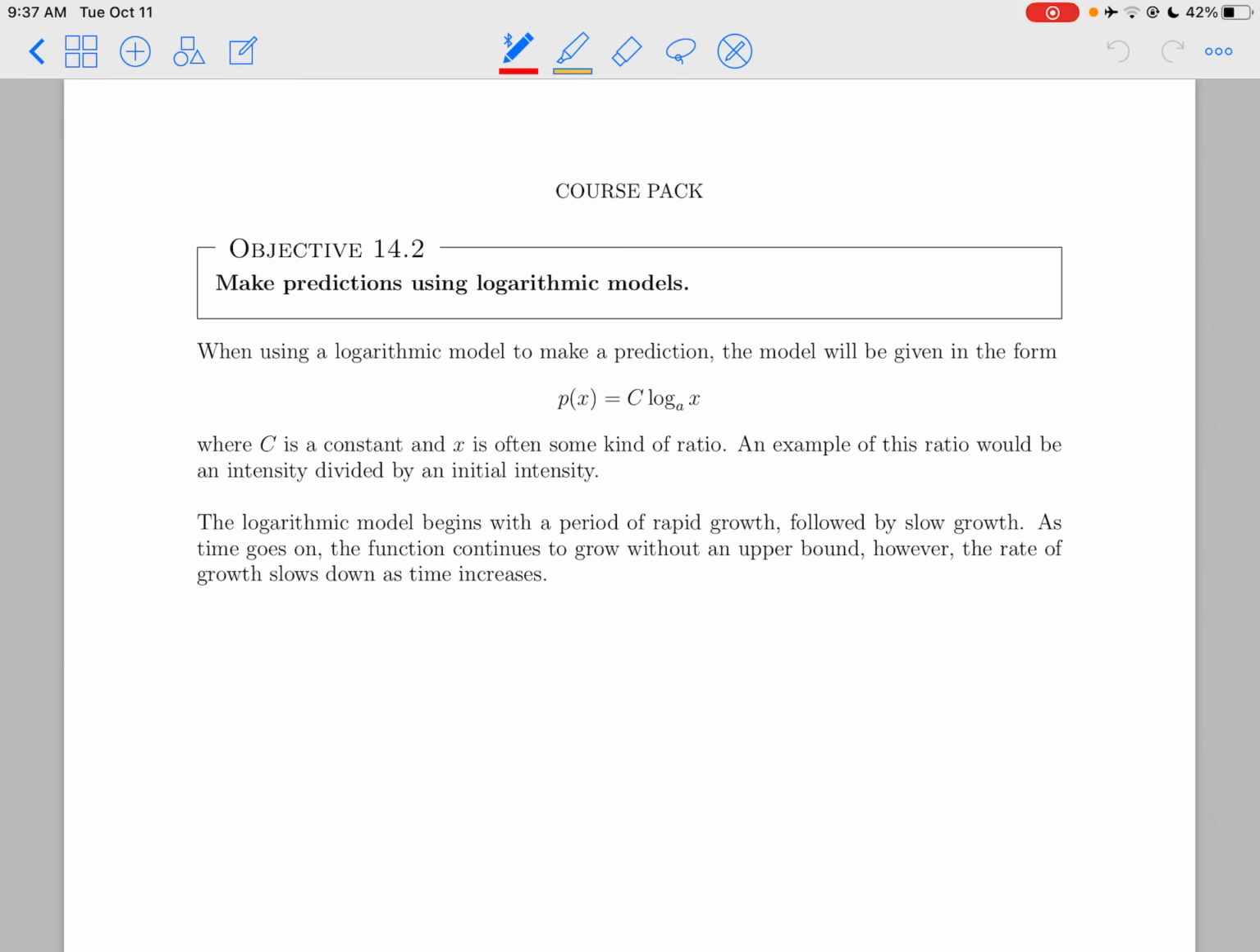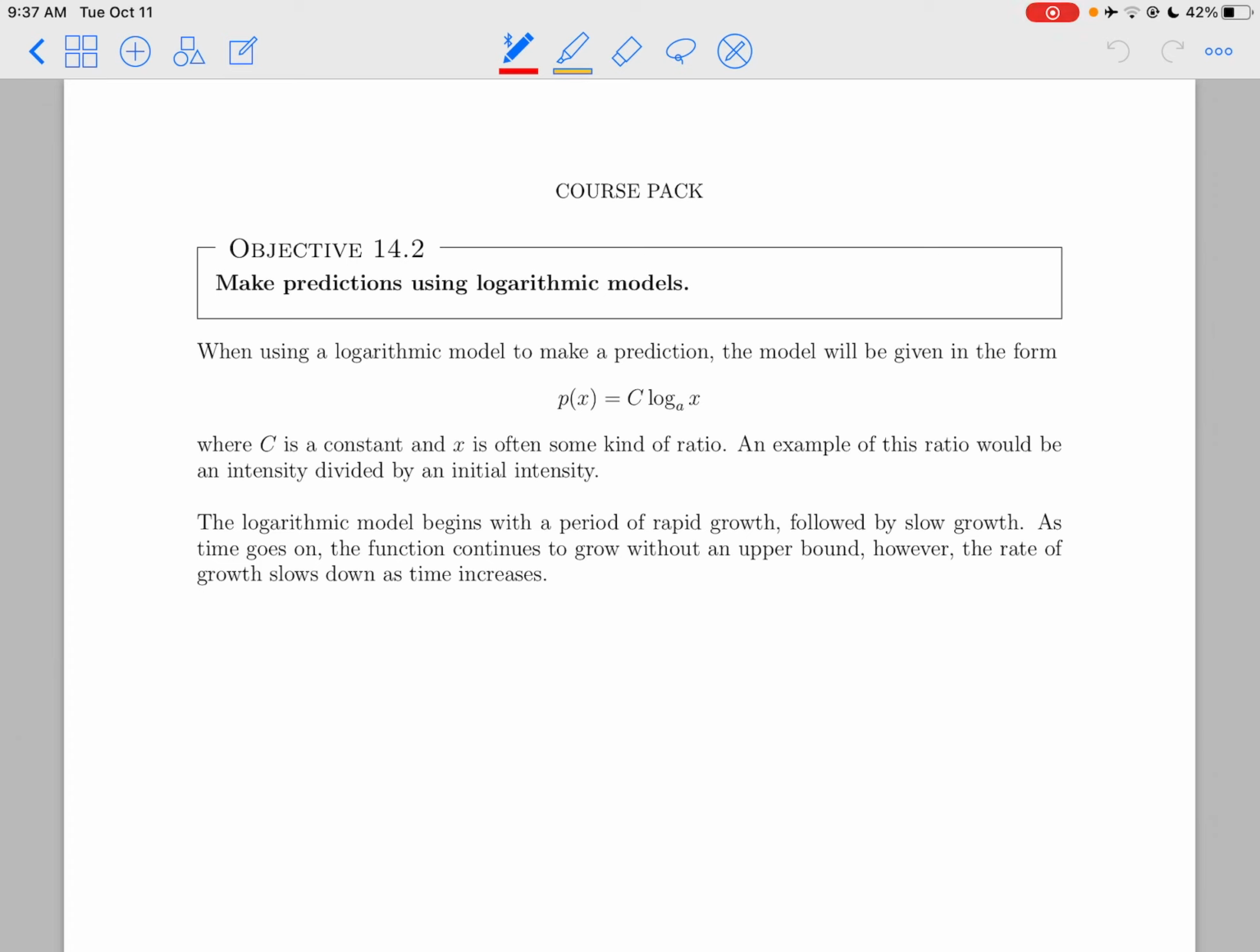A logarithmic model is of this form c multiplied by log base a of x. So c is just the value at the front. It's the coefficient. It's going to be a constant. Then we have log base a. A is going to be another constant. It's the base of our logarithmic function. And x is our argument. That's going to be our variable.